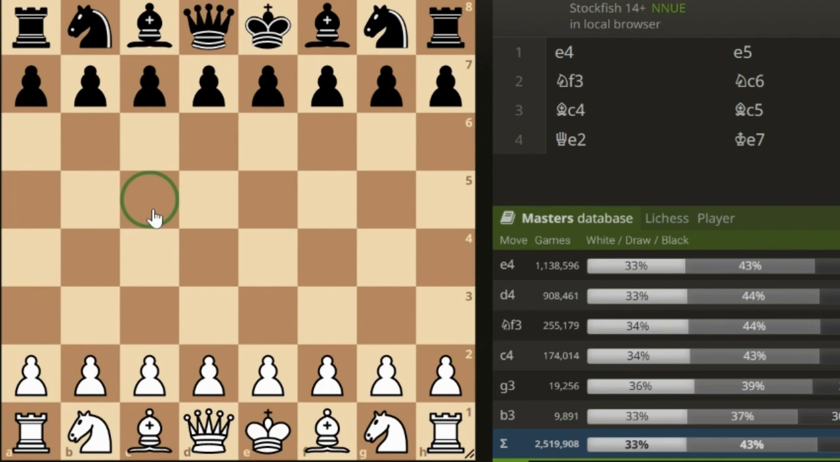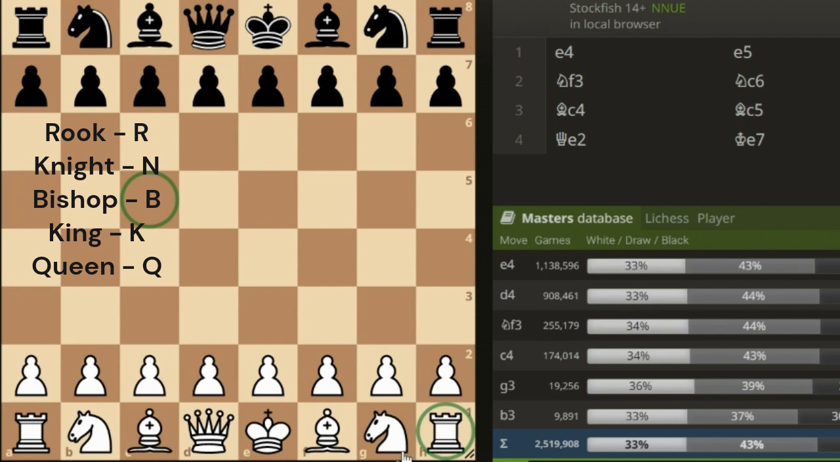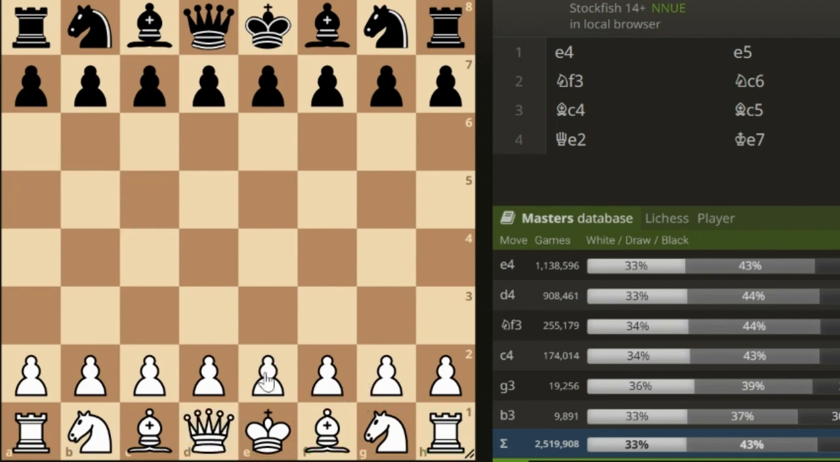So now I'm going to tell you the names of the pieces of chess. For the rook we have capital R, for the knight we have capital N, for the bishop we have capital B, for the king we have capital K, and for the queen we have a capital Q. But for the pawn there is no name. If we make a pawn move, it would be just the square that it lands on.